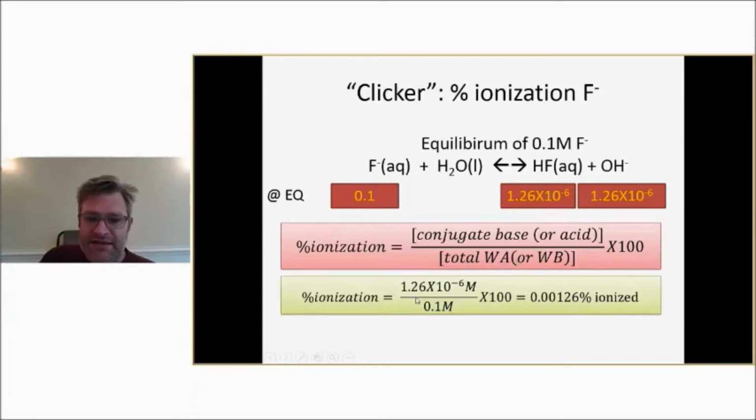In this case, the total has not been effectively changed because X is so small that we still basically have 0.1 molar fluoride, okay? We make very little of the conjugate, and therefore our percent ionization, or our percent of reaction, is very low because the reactants are really favored in this equilibrium. Hopefully that made some sense.